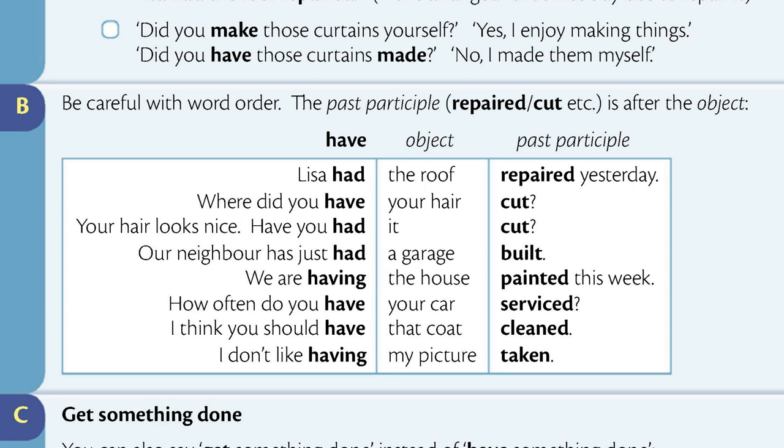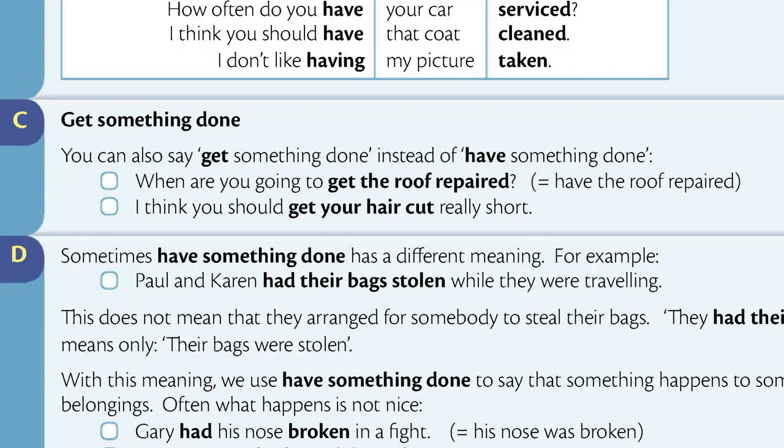We are having the house painted this week. How often do you have your car serviced? I think you should have that coat cleaned. I don't like having my picture taken. Section C. Get something done. You can also say get something done instead of have something done. When are you going to get the roof repaired? I think you should get your hair cut really short.